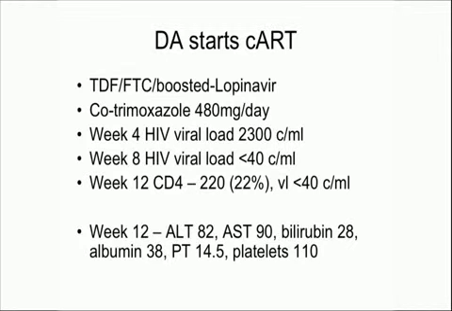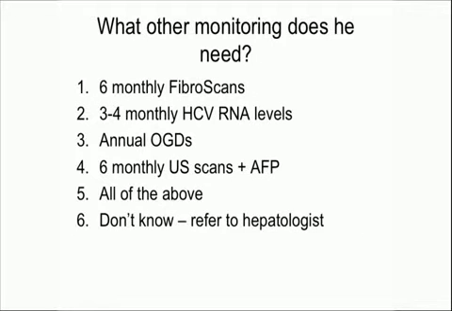We followed his liver enzymes very carefully. His ALT is 82, AST 90. Platelets have gone up a little bit. Prothrombin time remains normal, and in fact his albumin is climbing. So we're doing very well with this man. So my next question now to you is, what other monitoring does he need?